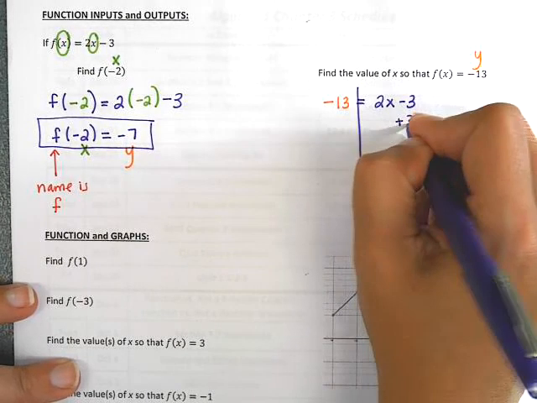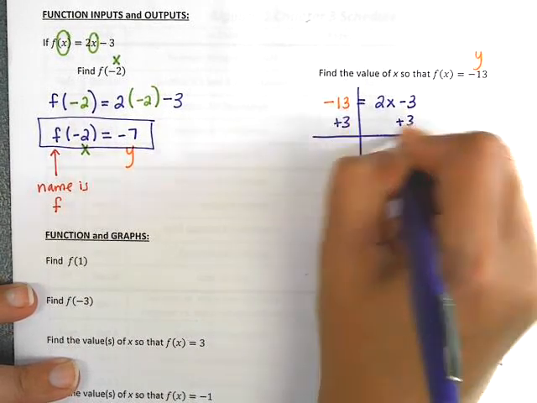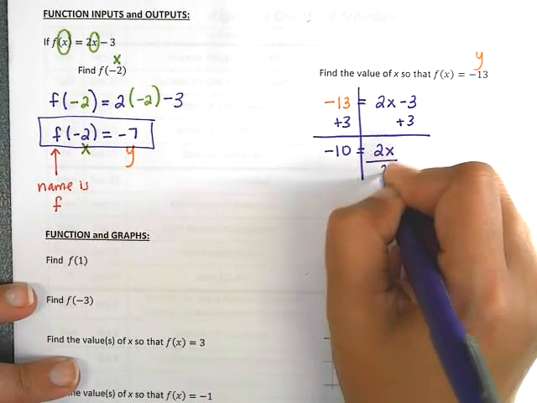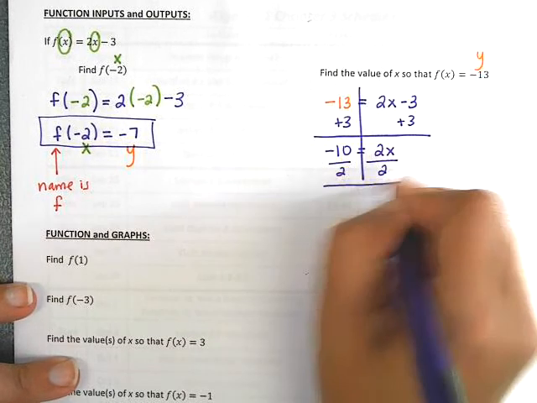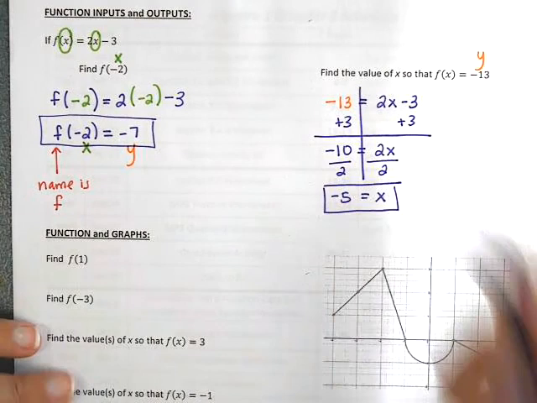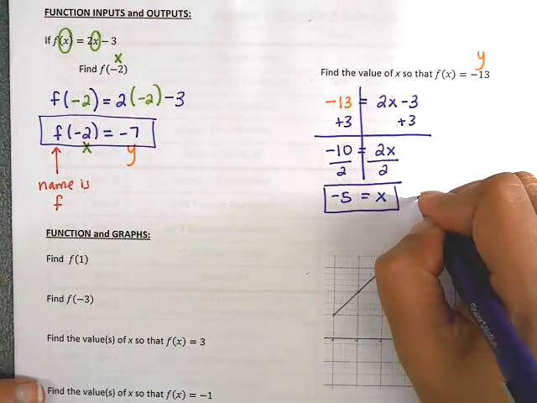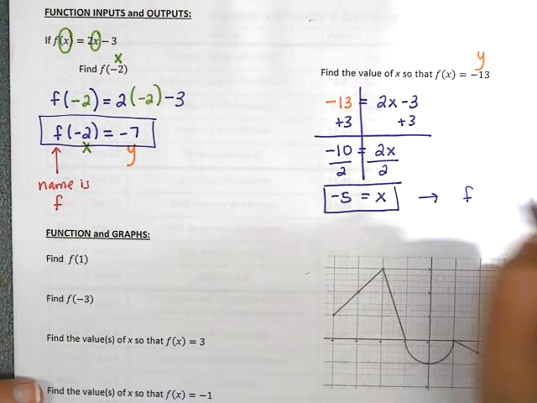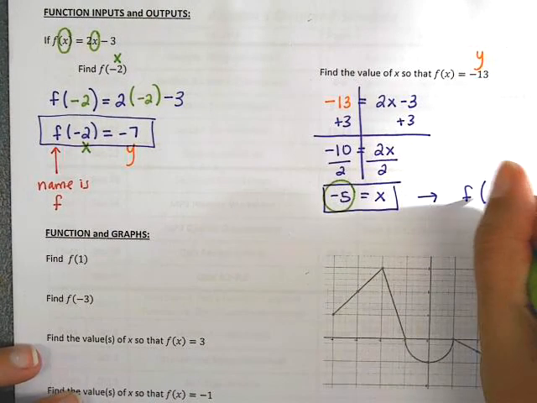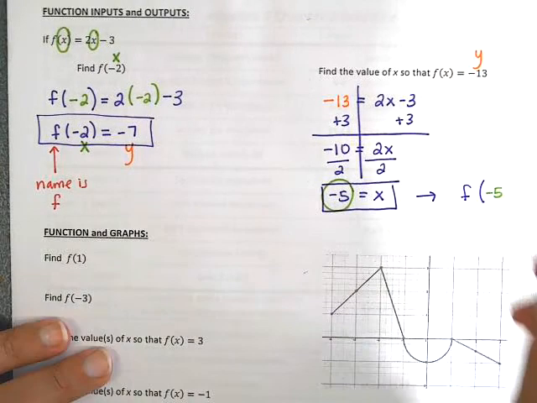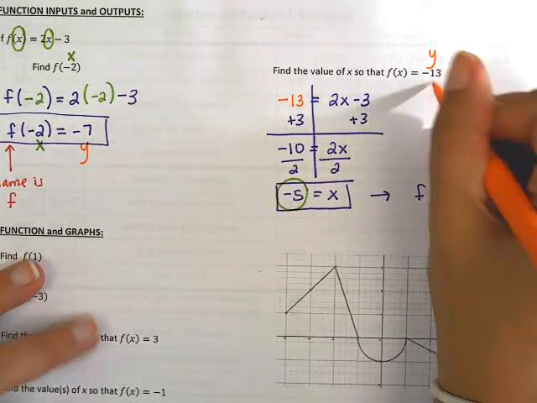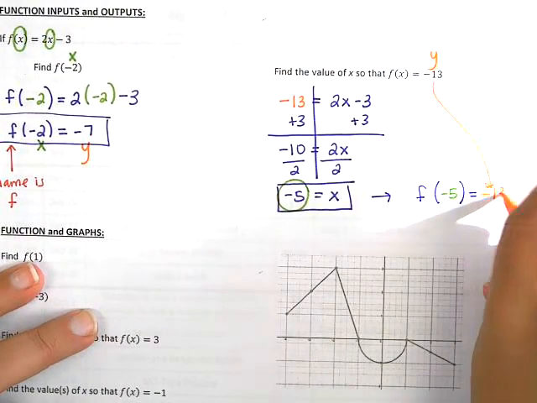So we would add 3 on both sides, and we get -10 equals 2x. Then we would divide by 2, and we would get -5 equals x, and that's our missing x value. Which means we could write f, which is the name of the function, of x, which is the number we just calculated, equals the y, which we already knew was -13.